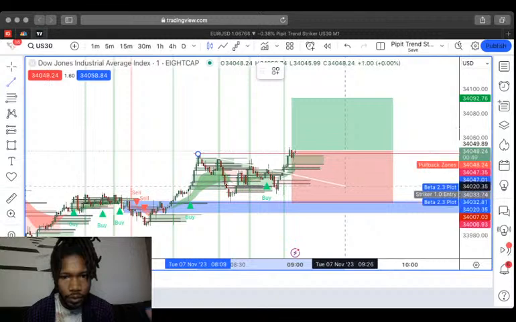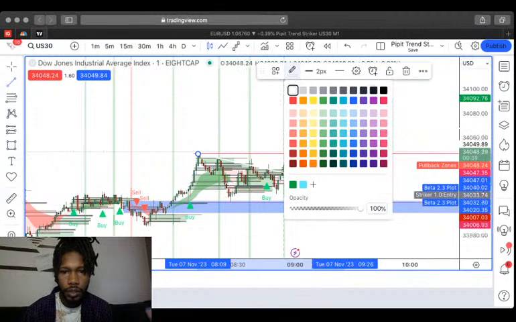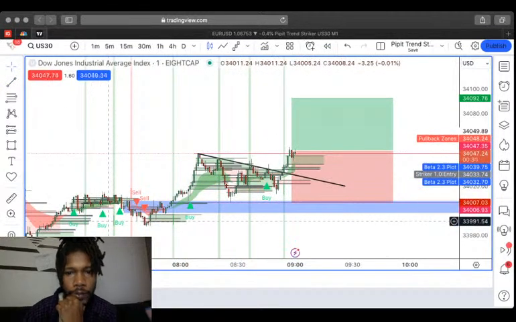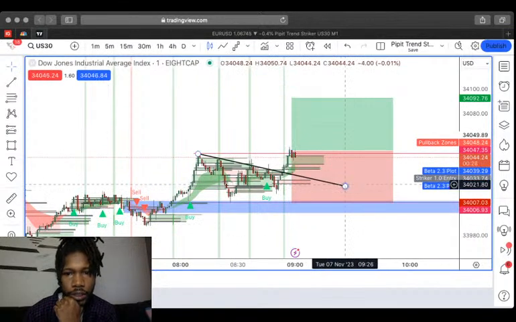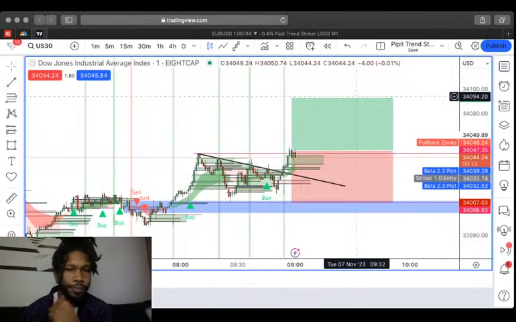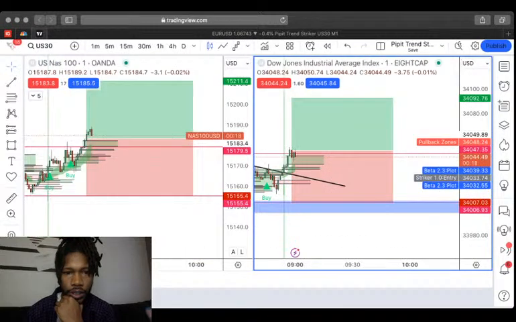Right. So let's change that to black. Alright, so it could easily be a break and retest, but it continues to the upside. So let's just hope that it holds and just continues up. We're going to keep that there.